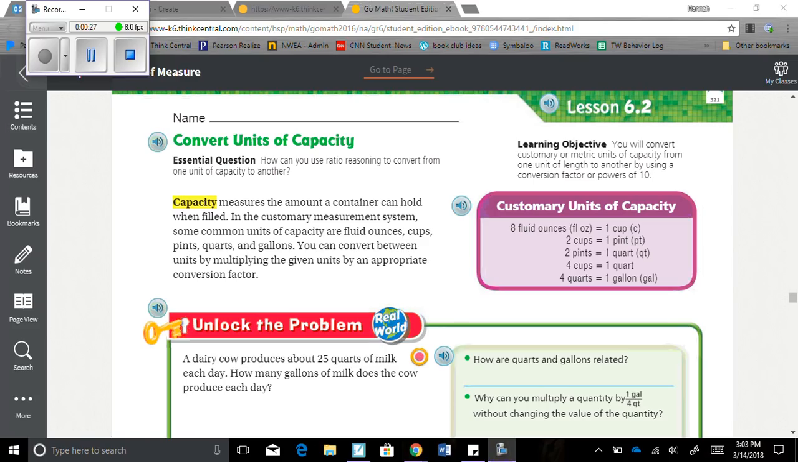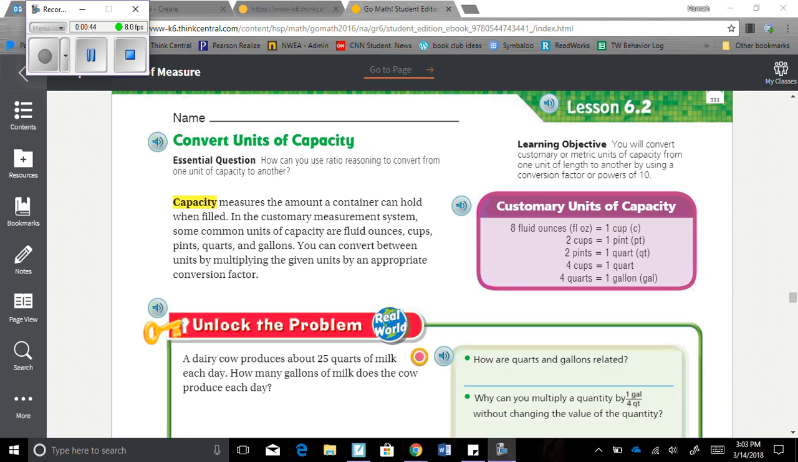Capacity measures the amount a container can hold when filled. In the customary measurement system, some common units of capacity are fluid ounces, cups, pints, quarts, and gallons. You can convert between units by multiplying the given units by an appropriate conversion factor.